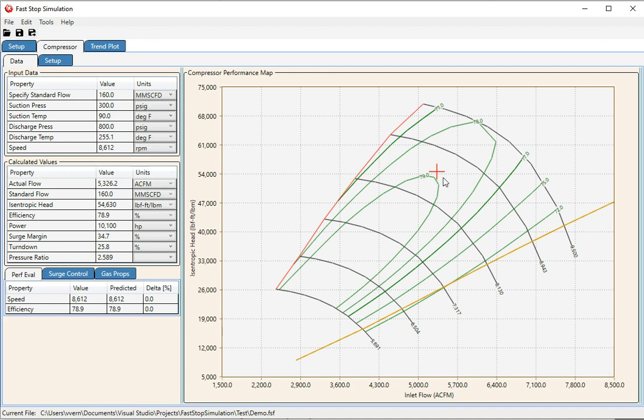The crosshairs indicate our current operating point. When the unit has a fast stop, the driver power diminishes very rapidly. And if pressure ratio does not change, then head won't change, and this operating point is going to go to the left very rapidly. So it's a race of dropping the pressure ratio in the head faster than the flow is diminishing from loss of power. That's the trick for the fast stop design.